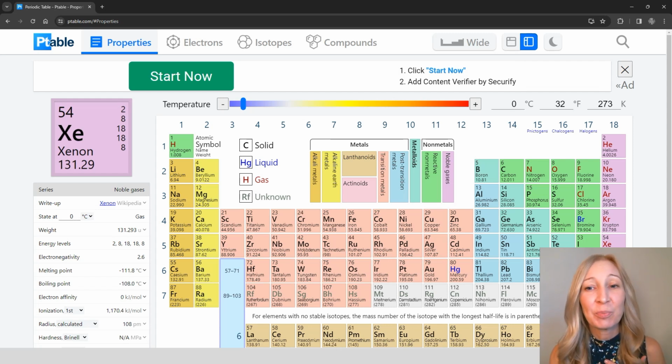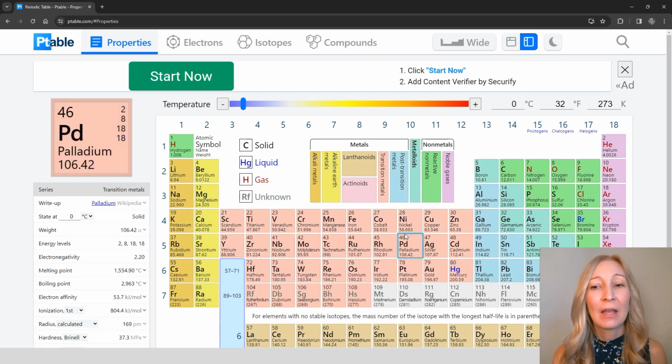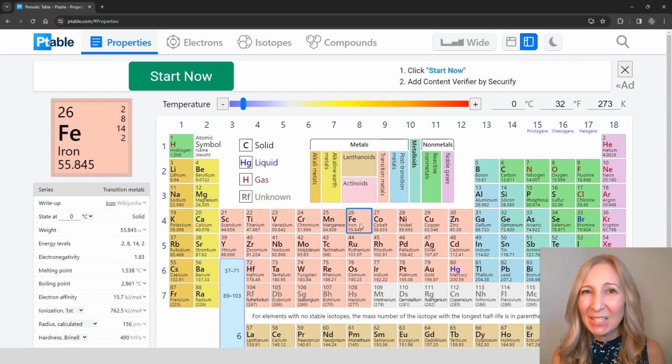Side note, I like to use ptable.com when I have to quickly find information about an element. It's pretty detailed, which is great for some things, but we only need the masses, which are those numbers at the bottom of each element box. So we're dealing with iron and oxygen.